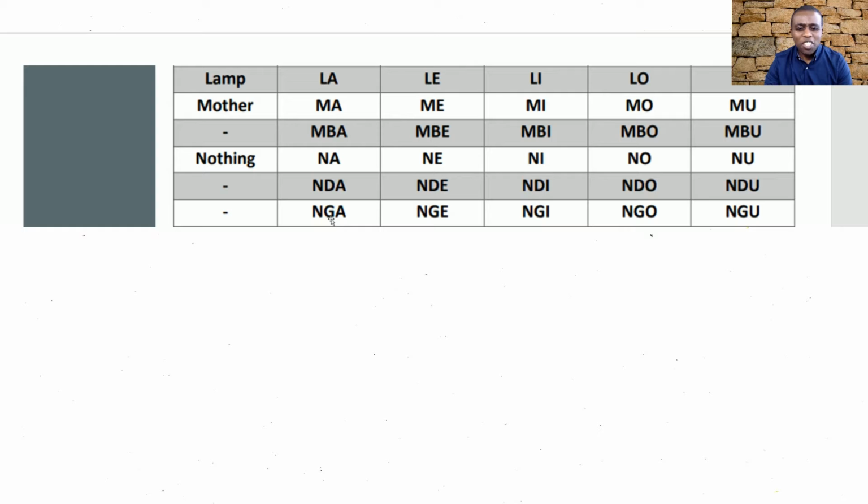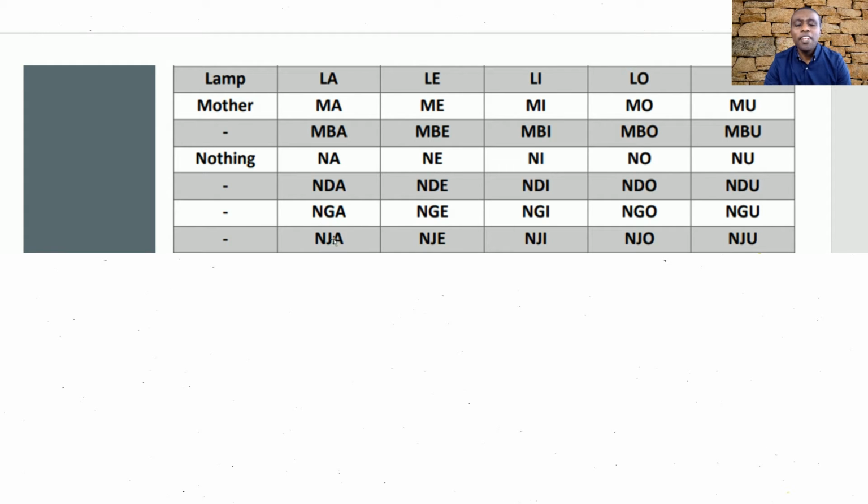The letters NG and A are pronounced as nga. So we have nga, nge, ngi, ngo, ngu. Let's practice again. Nga, nge, ngi, ngo, ngu. Not n-ga, but nga. It's always one syllable. Nga. Then we have the NJA.